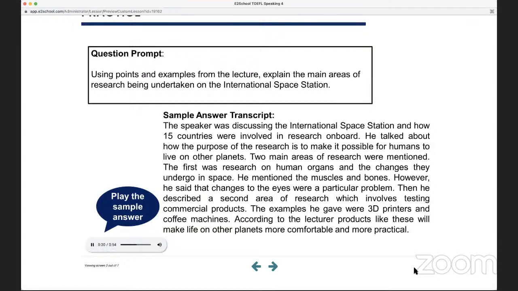However, he said that changes to the eyes were a particular problem. Then he described a second area of research which involves testing commercial products. The examples he gave were 3D printers and coffee machines. According to the lecture, products like these will make life on other planets more comfortable and more practical.